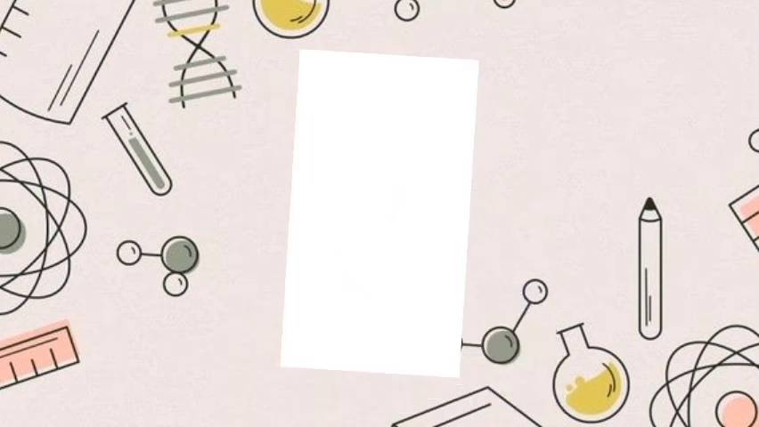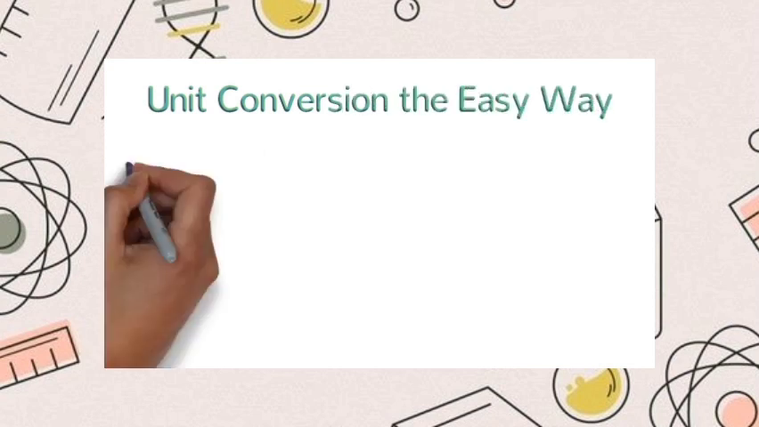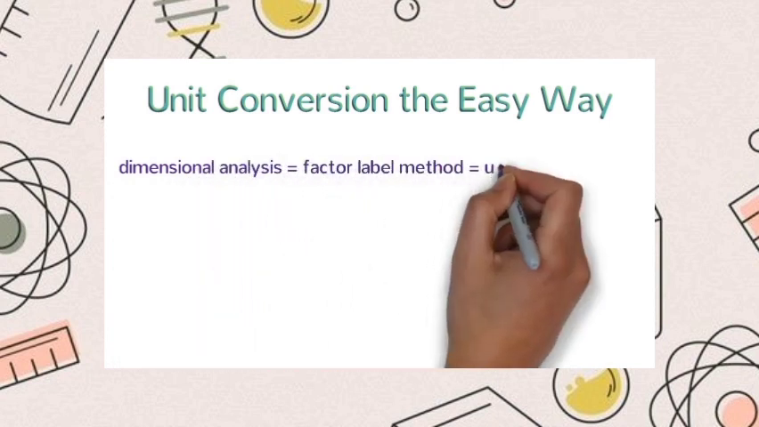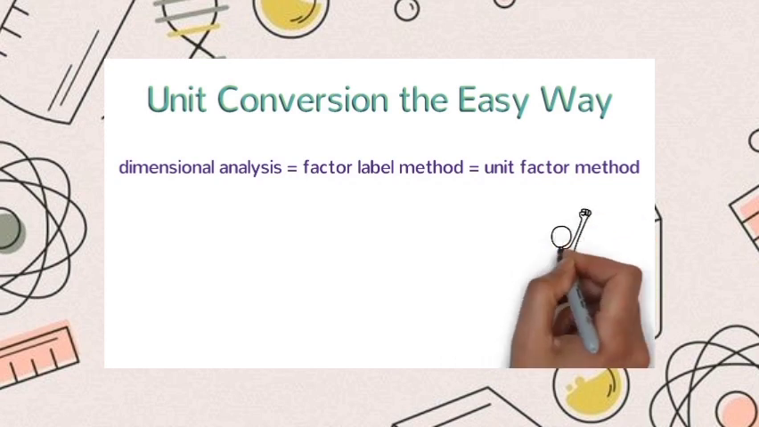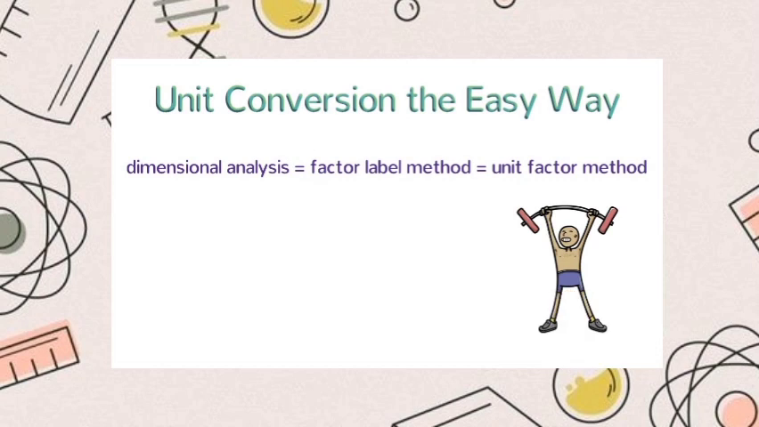So we have a video example on how to use dimensional analysis. So let's go. Learn unit conversion the easy way. The method that we will be using to convert between units is known as dimensional analysis, or the factor label method, or even the unit factor method. But what we call it really doesn't matter. What matters is that this is a versatile and powerful problem-solving technique. So let's just do this.